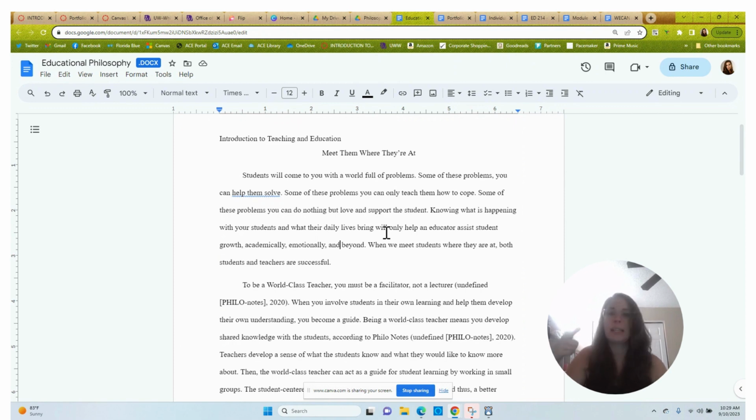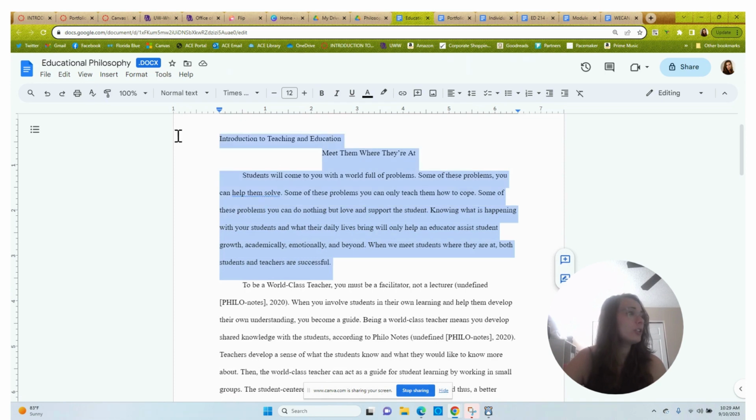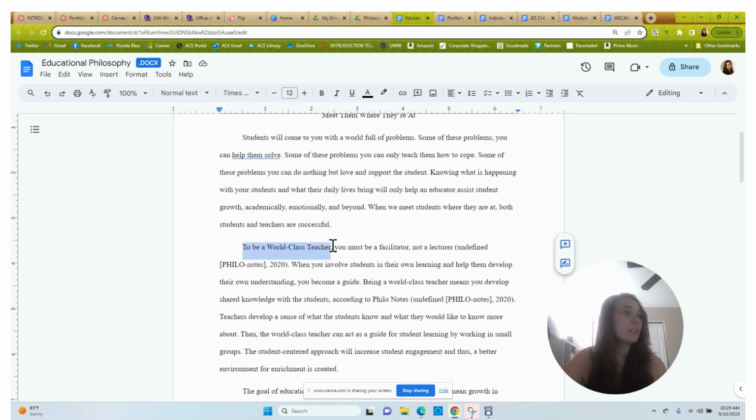And this is actually an example from my course last year, last time I taught this. And I just want to give you guys an example of a structure. So the student, I took out the heading, took all the personal information out, but she titled her paper Meet Them Where They're At. That was her tagline of what she wants to do as an educator. So you'll notice she has just a very short and sweet introduction. Super simple. Then, to be a world-class teacher, you must do blah, blah, blah. So you'll notice she literally jumped right in.